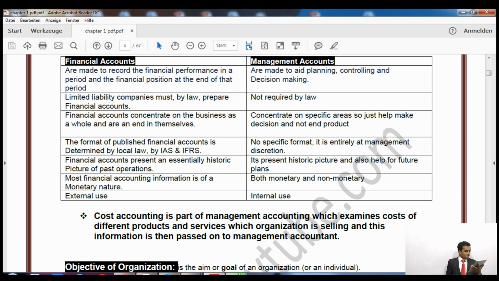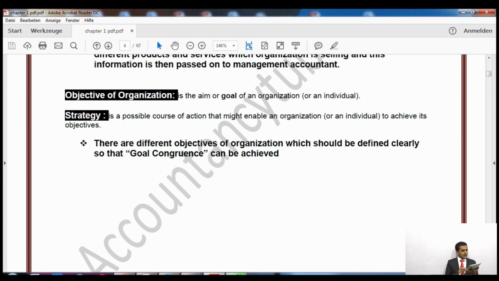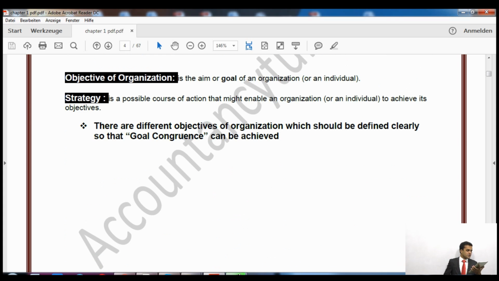Likewise. After that, it tells us about cost accounting. Cost accounting is part of management accounting, which examines the cost of different products and services which the organization is selling, and this information is then passed on to management accounting. After that, it says what the objective of the organization and its strategy are. In the end, it says there are different objectives of the organization which should be defined clearly.